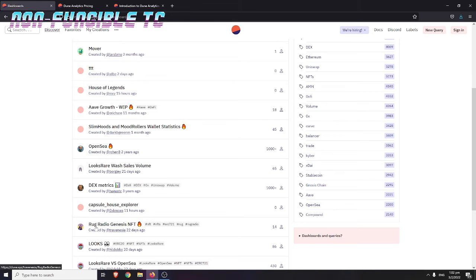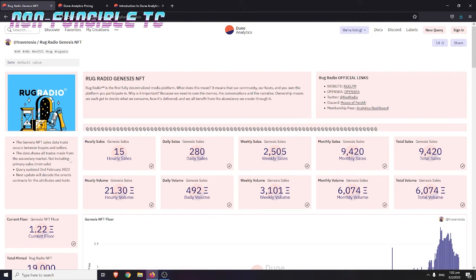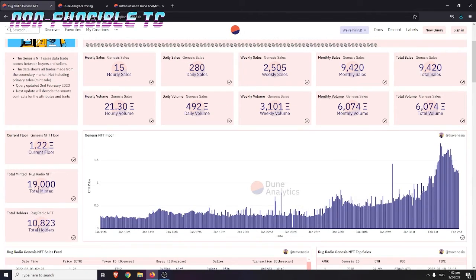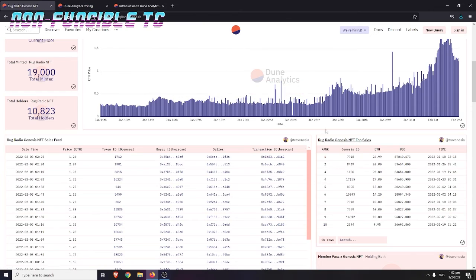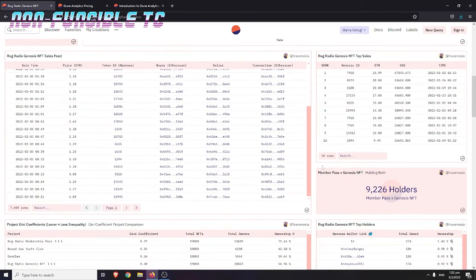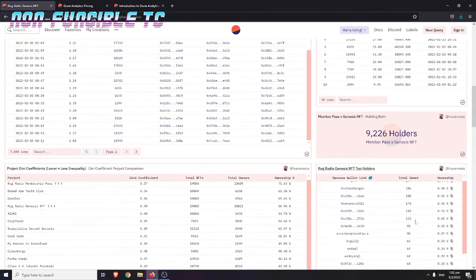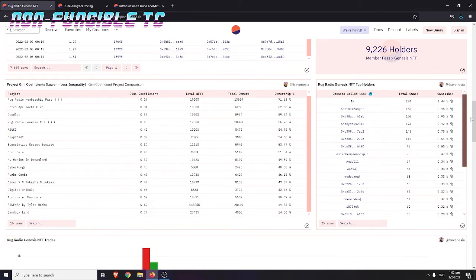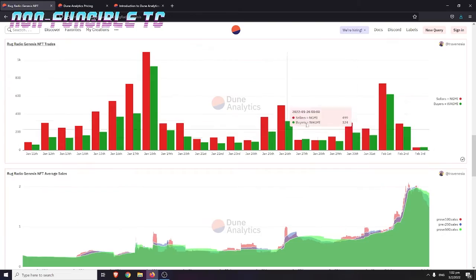So some other community members would do dashboards on projects. For example, this is Right Radio, and this is just a shout out to Travenesia. Actually, I came across Dune Analytics because Right Radio shared this dashboard, and I found out that hey, this is pretty cool. And as you can see, these are the trading volumes, and the floor of the Genesis NFTs, and then the top sales, and the sales feed, the number of holders, and yeah, these are all very important, and also the top holders, right? And top holder is important because it helps you know whether the ownership of these NFTs is being centralized or not, right?